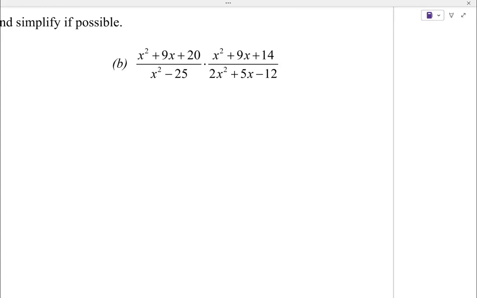All right. So looking at this first one, we've got multiplication. So let's factor everything. That first part, that x squared plus 9x plus 20, how does that factor?